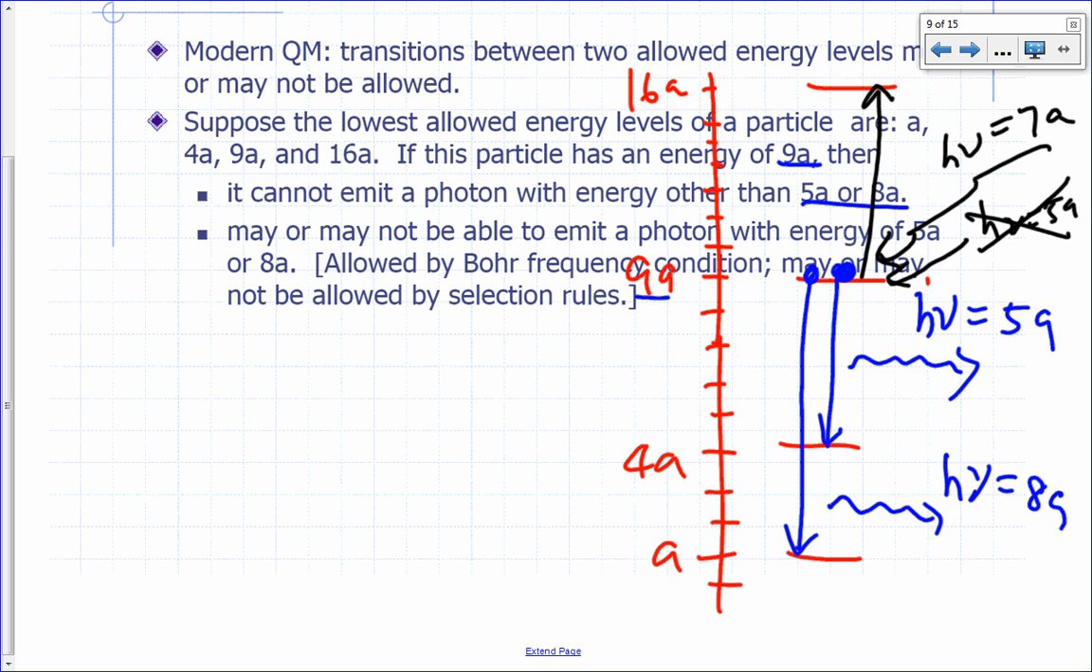Okay? So, here's a summary. It cannot emit anything other than 5A or 8A in this particular example. It may or may not be able to emit energy of 5A or 8A, again, provided the selection rules allow it. So it has to be allowed, but 5A and 8A are allowed by the Bohr frequency condition.